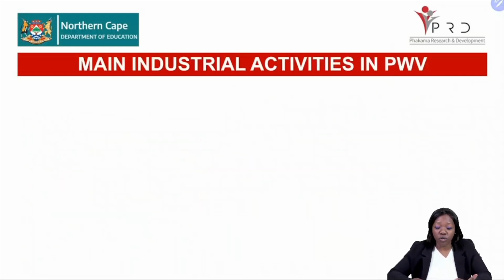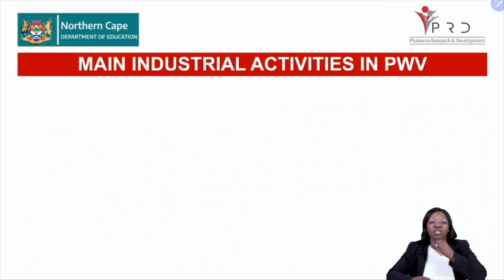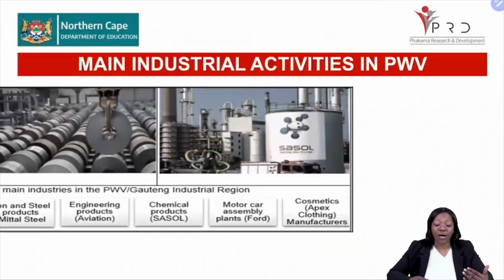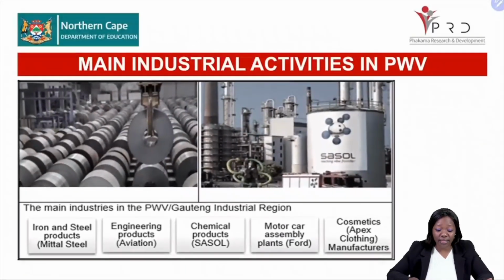Then we're also looking at the main industries or activities in the PWV. Remember these two prescribed industrial regions, you need to know thoroughly, because the examiner can choose any part. They can choose the factors to ask about, and they can also choose the main industrial activities. So what industries are you going to find there?